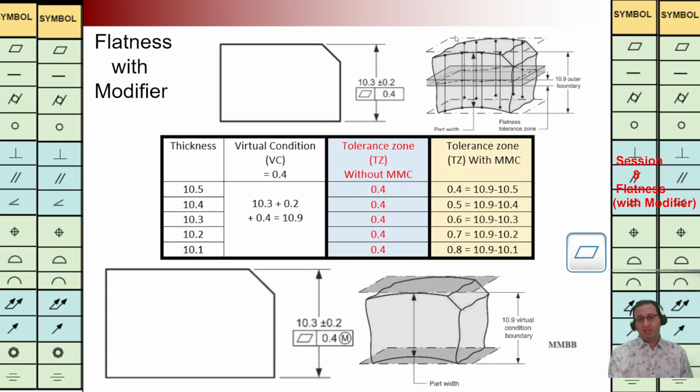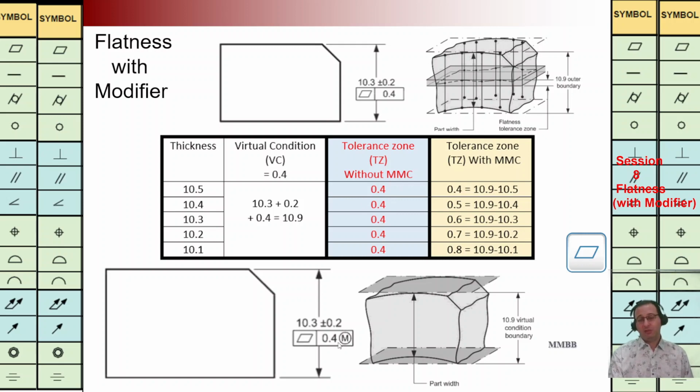As we can see, we can have these two parallel surfaces, and the virtual condition can be 10.9. But the height of these, in each 2 points, should be in this interval. The tolerance zone for midplane is 0.4.